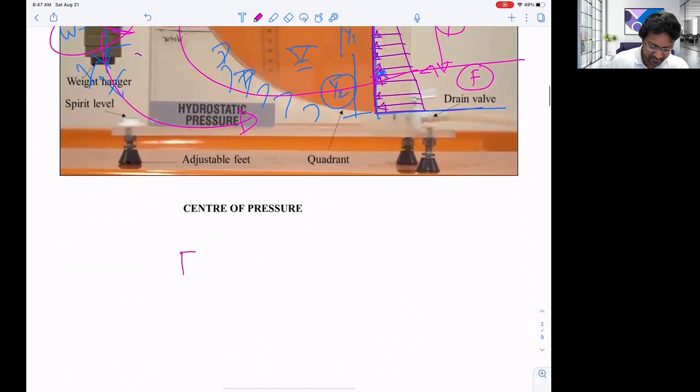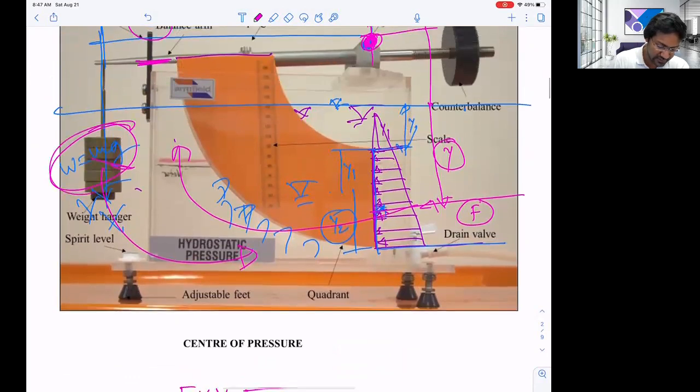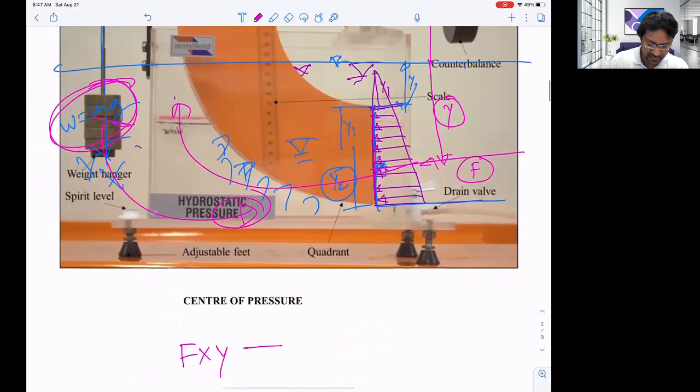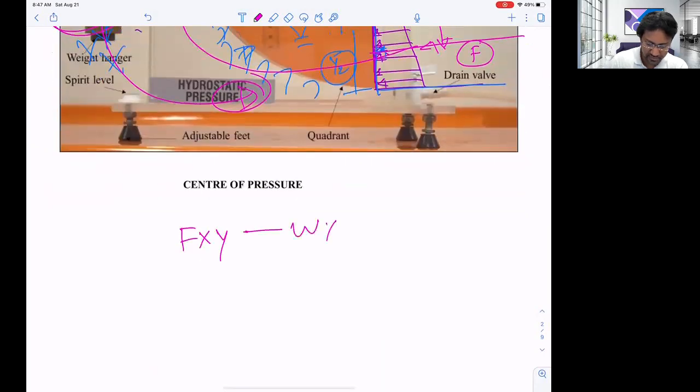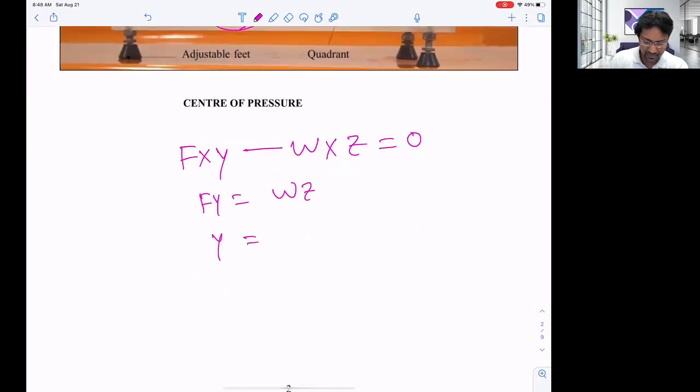So F into Y, minus, for weight, it is anti-clockwise, this one anti-clockwise, and momentum is G. So W into G. Since it is balanced, we can make it 0. So Fy is equal to Wg. From this one, we don't know Y. So Y equals Wg over F.